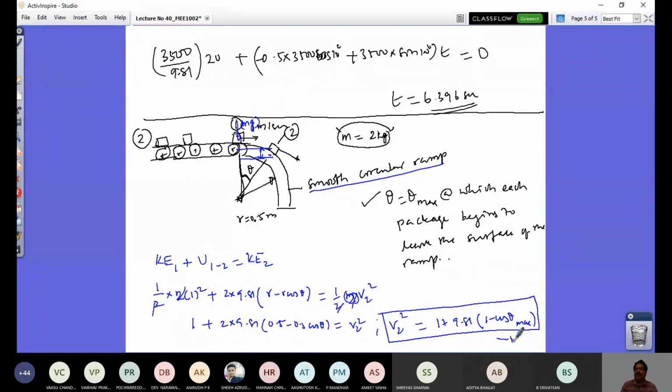Now I have to find, say, one equation I have this. This is a conditional problem. What is the maximum value of theta? So now how do I solve that? I know now this block is actually translating in a circular path, so it's a curvilinear translation. So this will be subjected to an acceleration, and that acceleration is a centripetal acceleration that you have. And you also have a tangential component of acceleration.